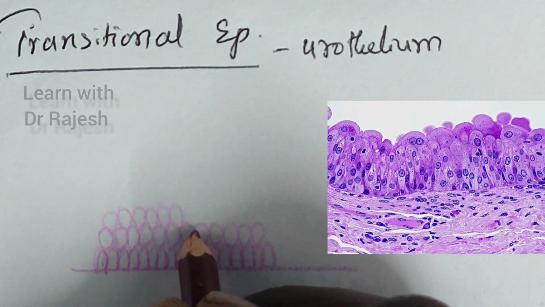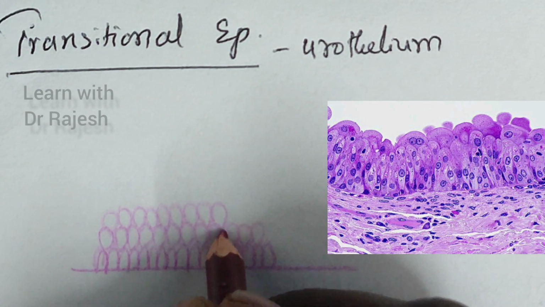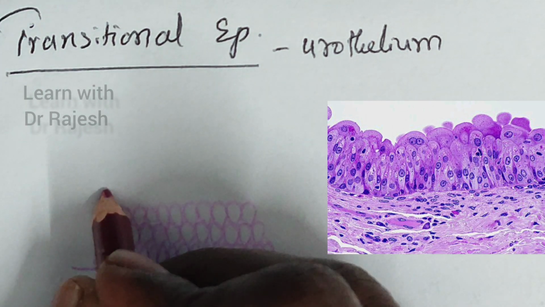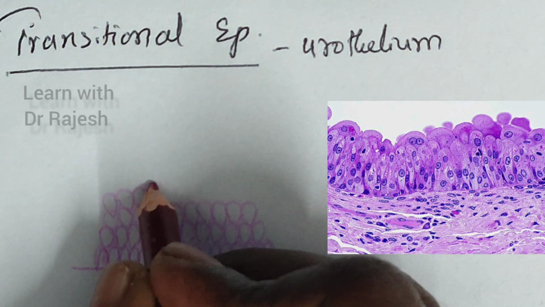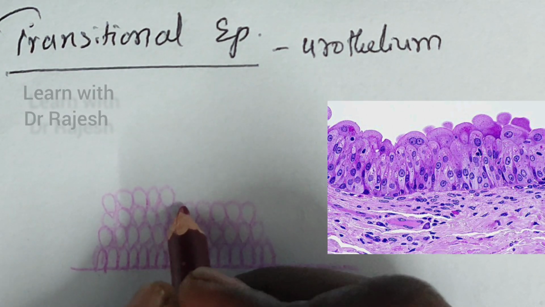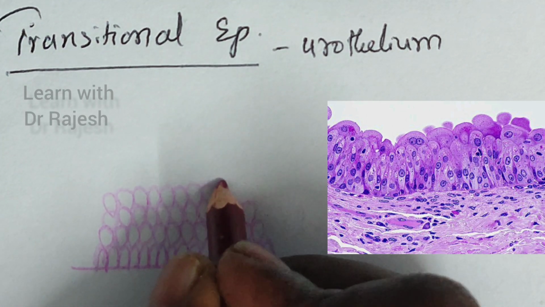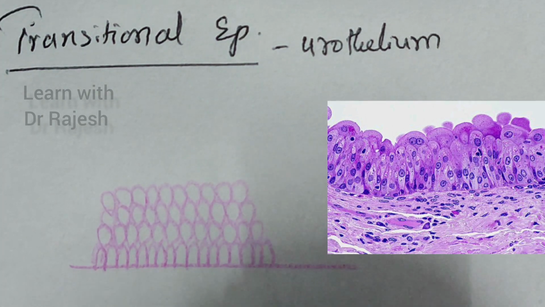These cells will help in stretching of the cavities, like the ureter and urinary bladder, which have the capacity of storing more urine and for the transport of urine. So it has to stretch constantly. So these cells will help in stretching of this epithelium. When it stretches, the epithelium becomes much flatter.